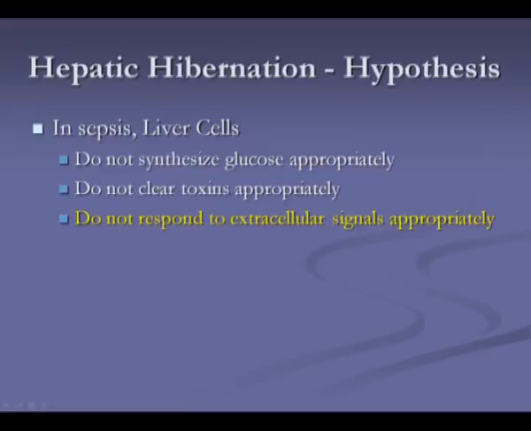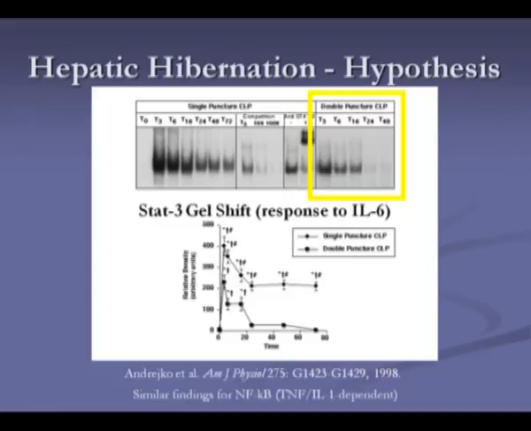Respond to extracellular signals. Well, we've looked at a number of them. I'll give you here the one to IL-6. Normally, IL-6 will provoke activation and DNA binding of a transcription factor called STAT3. What you can see here in the model of septic animals in the liver is that in the area shown by the yellow square, there's severe depletion, blocking of the ability of STAT3 to be activated in severe sepsis. So indeed, response to extracellular signals is impaired.